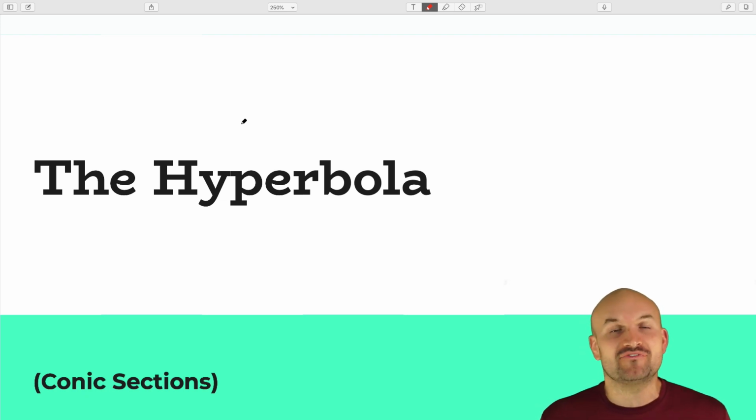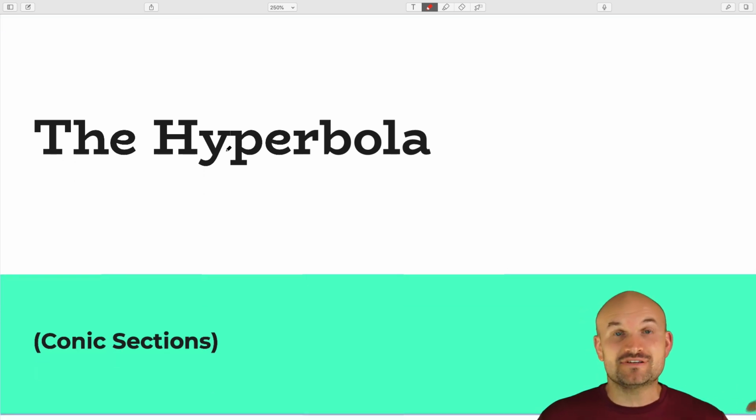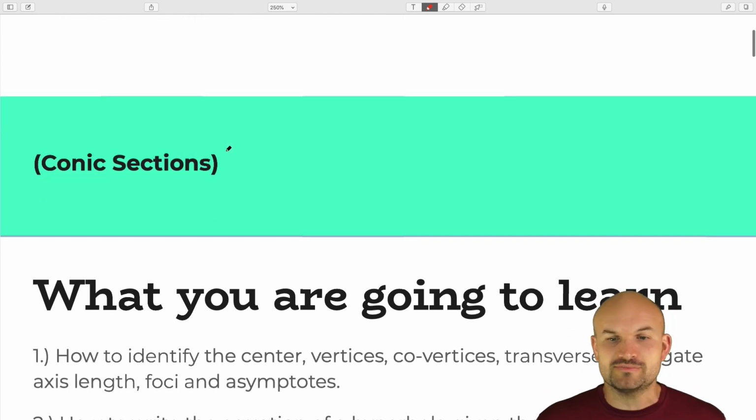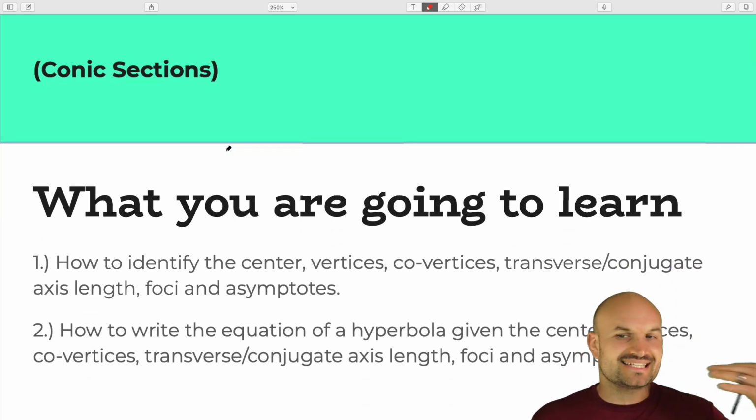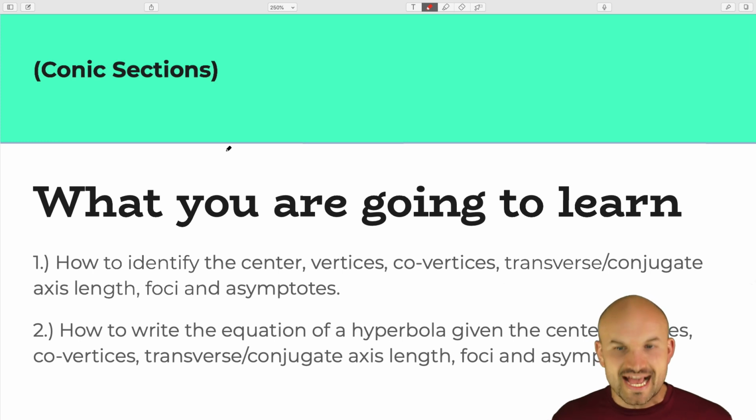hyperbola. Now, this is my fourth lesson in our section for conic sections, and these are going to be the exact same notes that I gave to my students inside of the classroom. So what we're going to do is work on the exact same elements that we worked on for the ellipse and the parabola, but you can see we're going to have a little bit different vocabulary here. We're going to have the transverse, the conjugate axis, and we're also going to include some asymptotes.